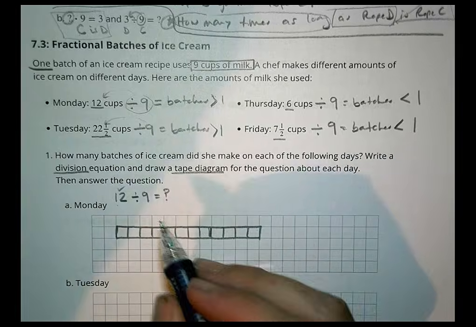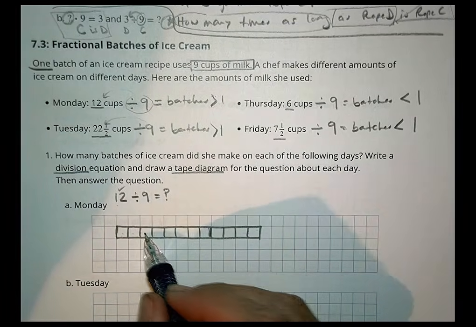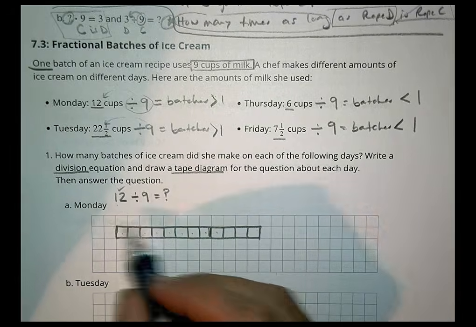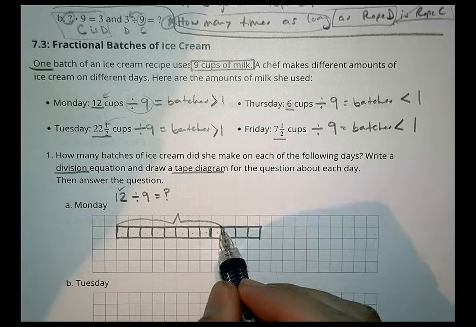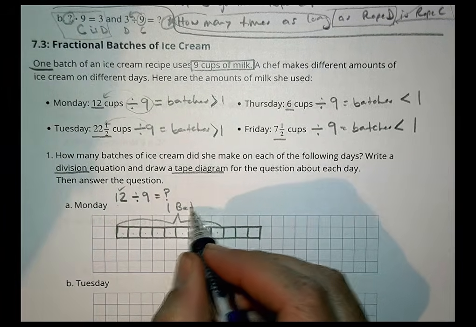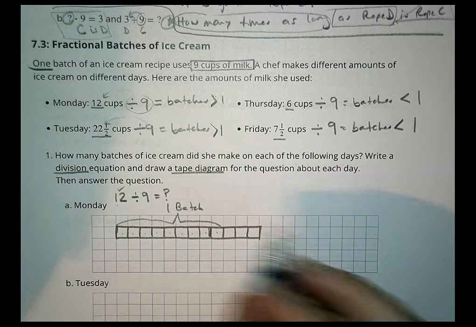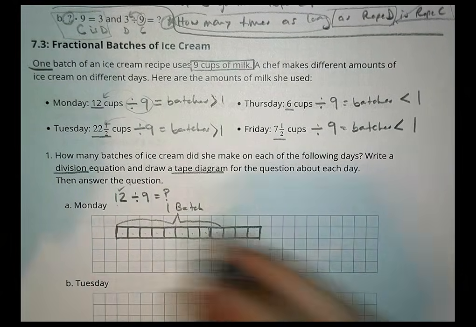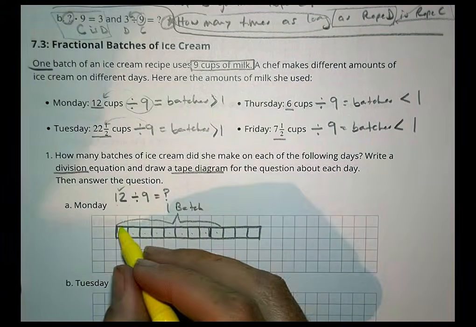Okay, and if you're thinking about last time, our 9 is going to be 1, 2, 3, 4, 5, 6, 7, 8, 9 right there. And we know that's one batch. So one batch is right there at 9. So we're finding out how many batches they made. Well, they made one whole batch. That's easy enough to see there. Okay, so one whole batch is right here for 9.